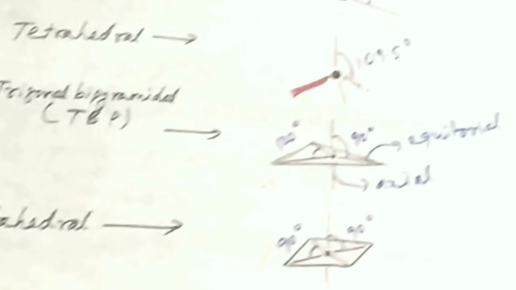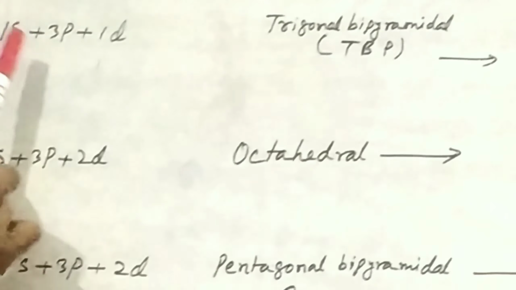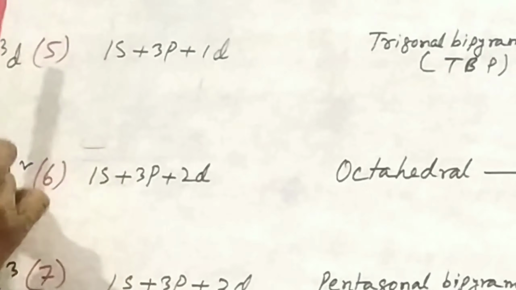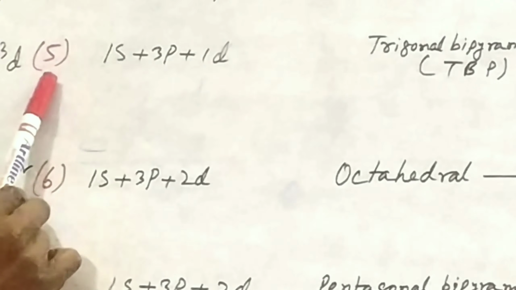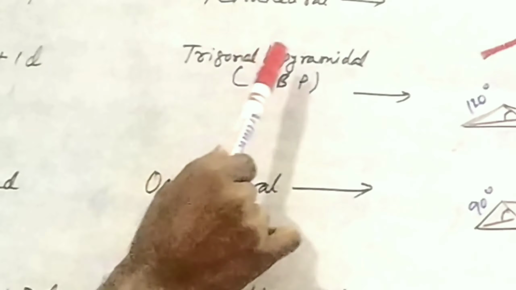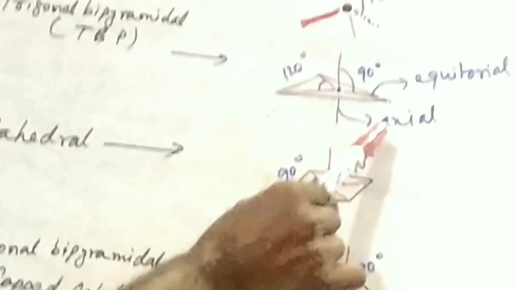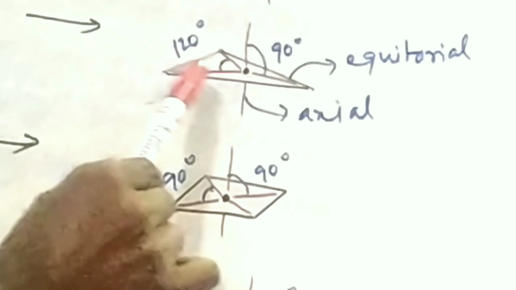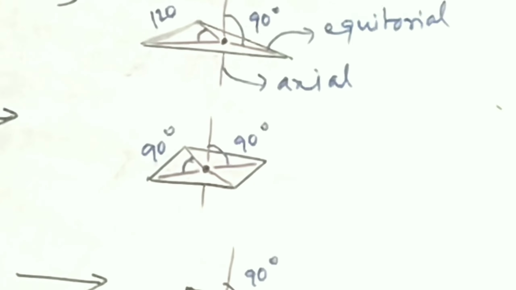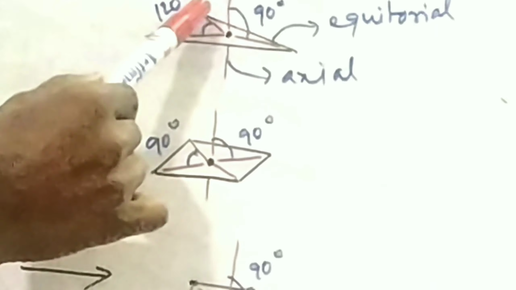When 5 atomic orbitals, that is 1 s orbital, 3 p orbitals and 1 d orbital, intermix with each other, it gives rise to 5 equivalent sp3d hybrid orbitals, and the geometry of the molecule becomes trigonal bipyramidal or TBP, and the structure is given here. You see, these bonds vertically situated are called axial bonds, and the 3 bonds in the plane of the triangle are called the equatorial bonds.